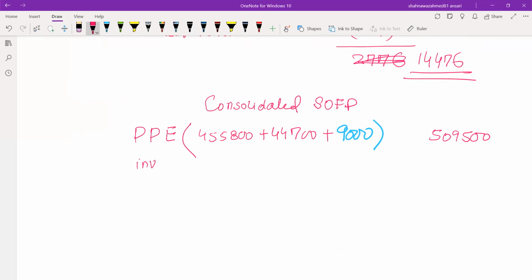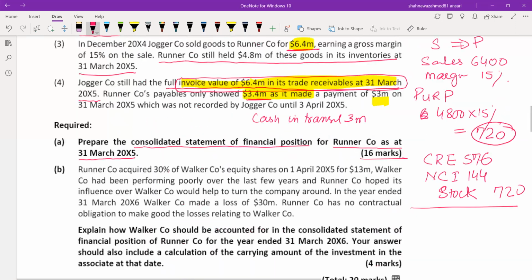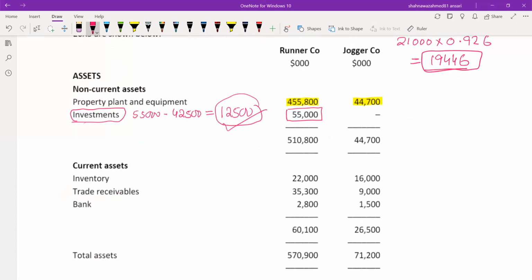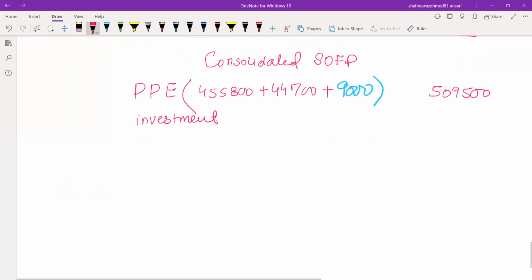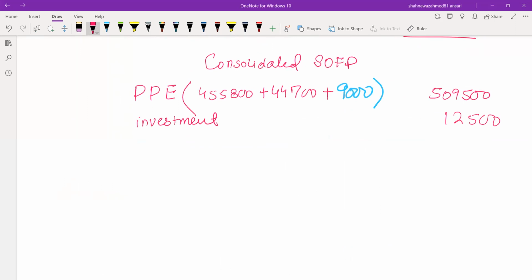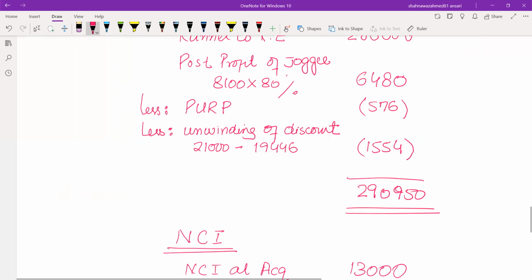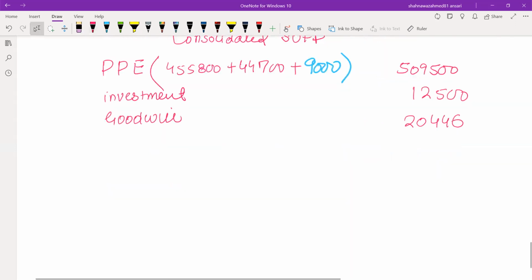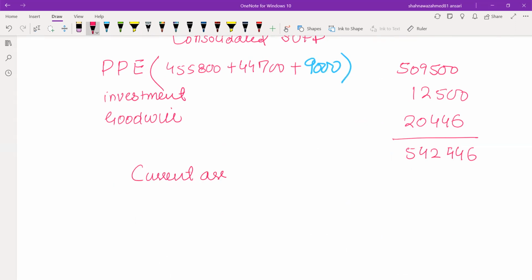Then we have to show investment. The parent company's investment, we will not consider this investment. Rather, we will take the difference in value, that is 12,500. Investment in other companies, that is 12,500. Now, after this, put goodwill working. So we have goodwill 20,446. Goodwill is 20,446. And this is my non-current assets, 446.